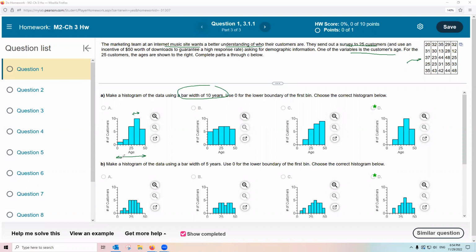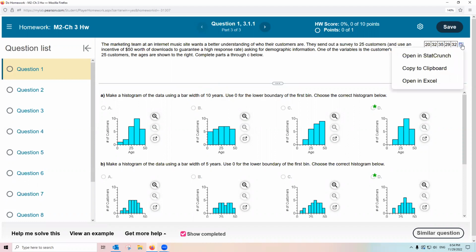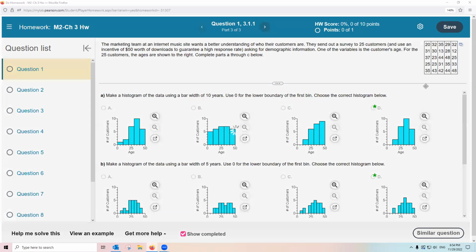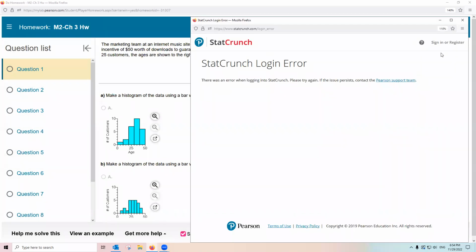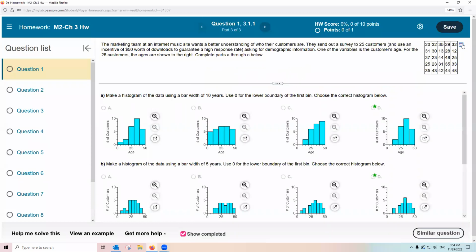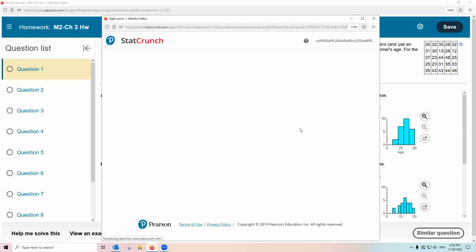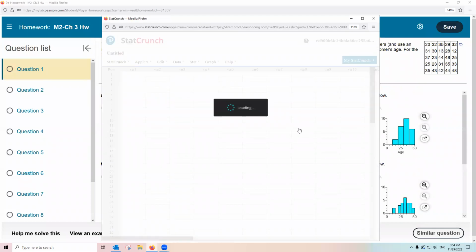All right, well, I can either use Excel or StatCrunch to set up this histogram. I'm going to use StatCrunch. So I'm going to come here and click on this copy icon here. And I'm going to open the data set up in StatCrunch. And that didn't work, so let me try it again. All right, there we go.